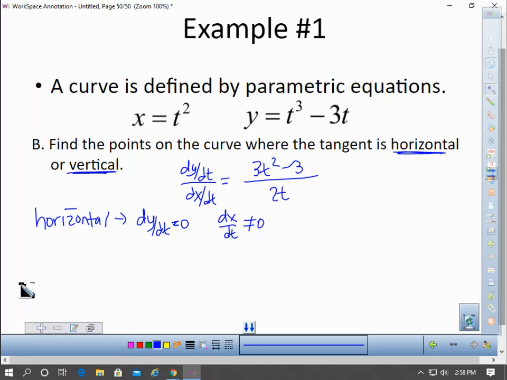So on that parametric equation sheet I gave you, at the bottom, it says a horizontal tangent: dy/dt has to equal 0, but dx/dt cannot be 0. All right. So I'm just going to solve this. I'm going to say dy/dt, so 3t squared minus 3 has to equal 0, but my denominator 2t cannot be 0. All right, so I'm just going to solve these. So 3t squared equals 3, so t squared is 1, so t is positive and negative 1.